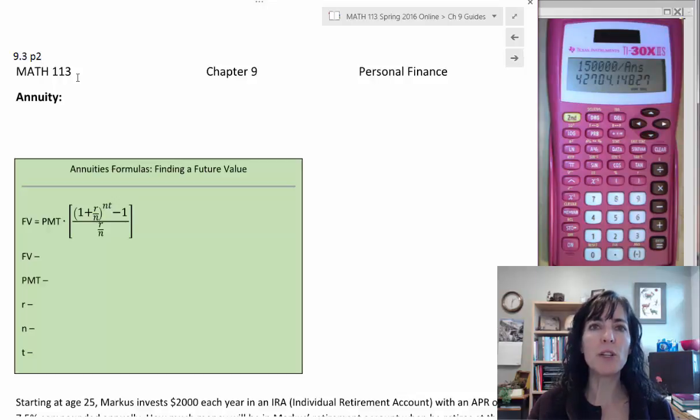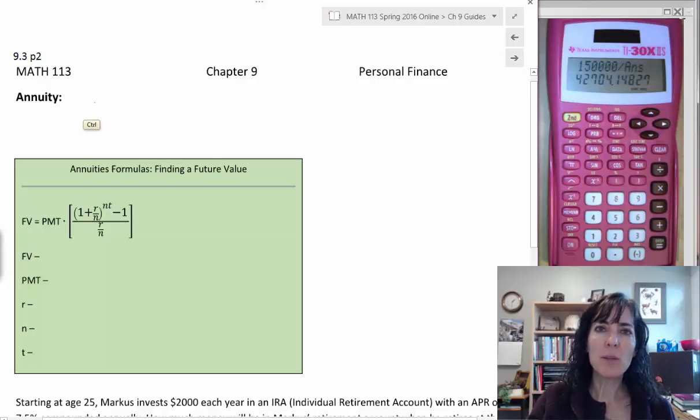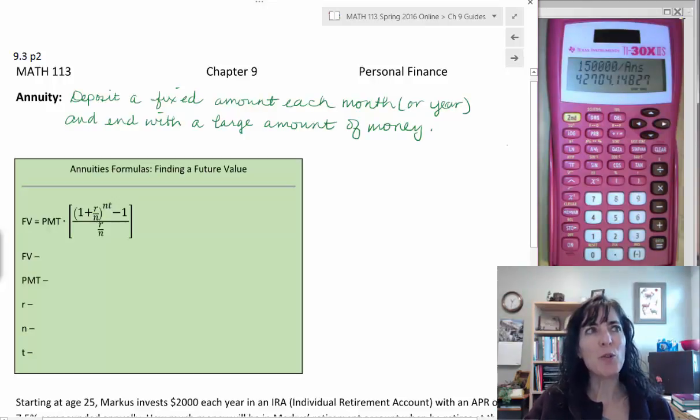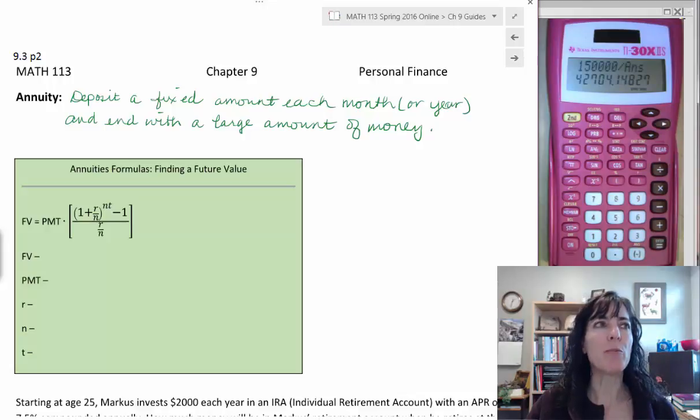So with general compounding, it's like Gene, he had $42,000 sitting around. He decided to put it into an account for his newborn son. And that's one lump sum at the beginning. This annuity is a small amount each month, essentially. So what I'm saying is that you deposit a fixed amount, the same amount every month, or every year, depending on how you decide to do it, and you end up with a very large amount of money.